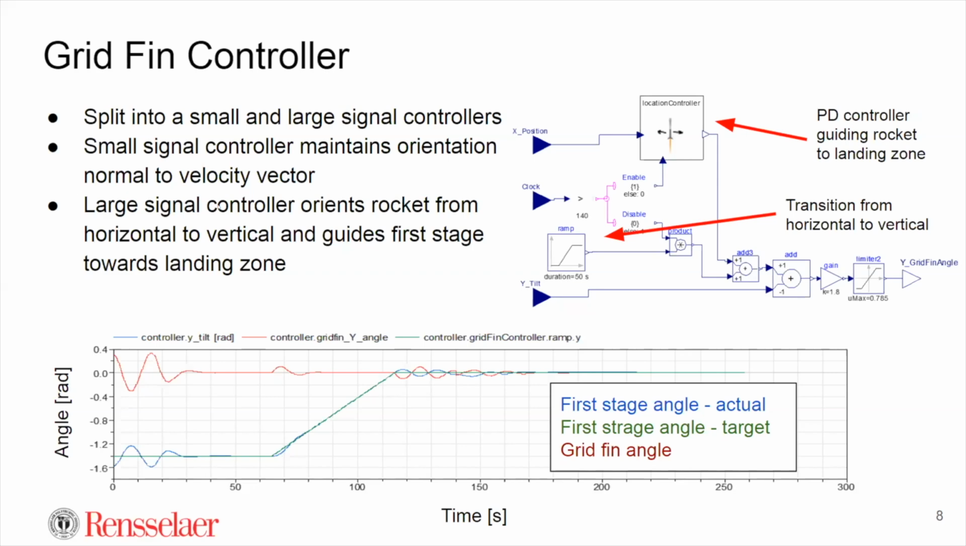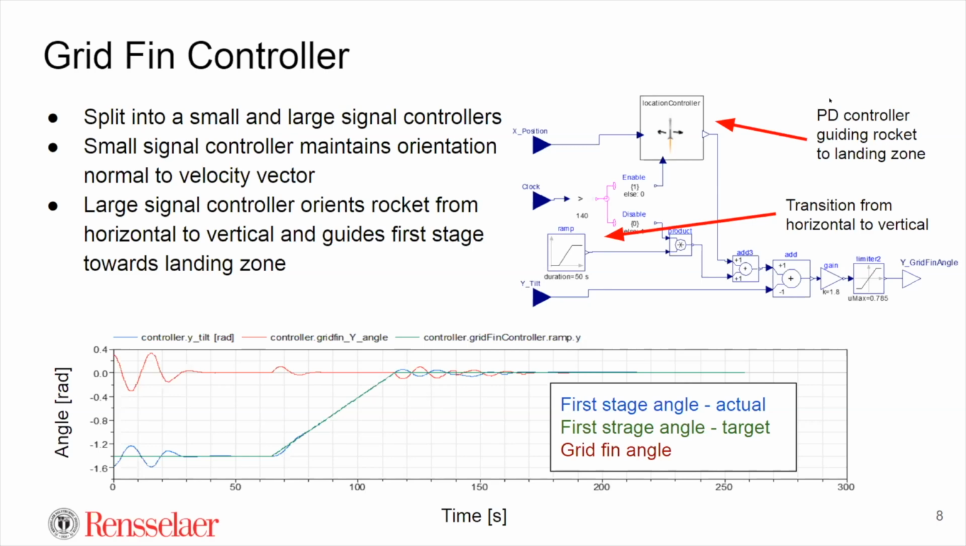Then we have this large signal controller, which basically is responsible for orienting the rocket from this horizontal starting position to vertical. And it also guides the first stage toward the landing zone. So here in the right, you can see the large signal controller. So I have this little ramp function. That's what's bringing it up from horizontal to vertical. And then this location controller.